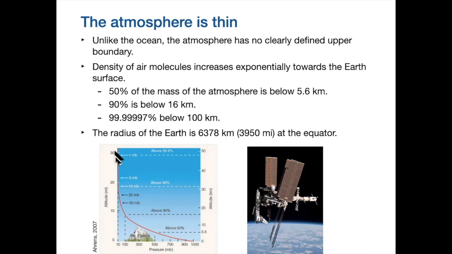So even if we consider that the atmosphere is 100 kilometers thick, it is still very thin compared to the radius of the Earth, or the diameter of the Earth. If we look at this photo here of the International Space Station and the space shuttle, this blue haze here is the atmosphere. So very thin compared to the diameter of the Earth.